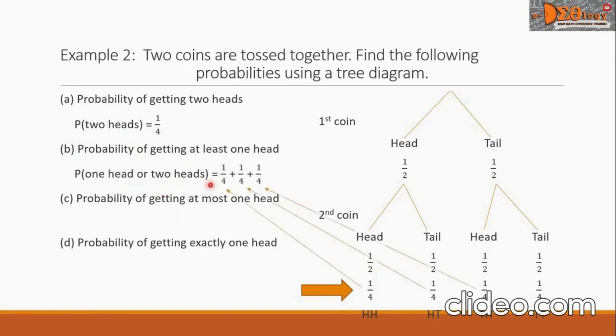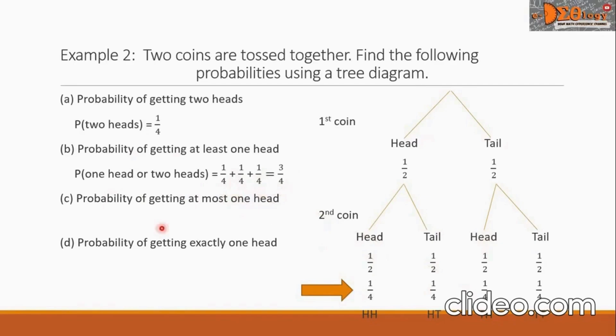And this is equal to 1/4 coming from 2 heads plus 1/4 when there is 1 head and a tail in the second coin, plus 1/4 when the first coin is tail and the second coin is head. So we can see here 1/4 plus 1/4 plus 1/4. And the answer is 3/4.